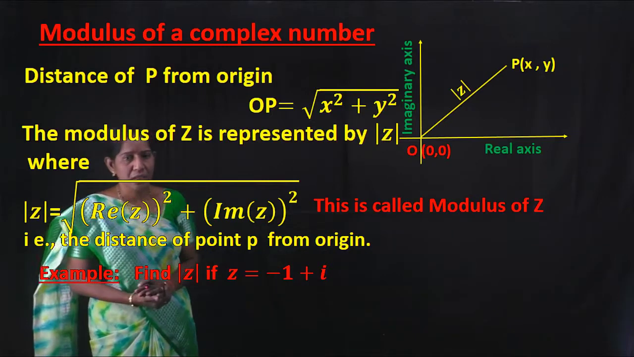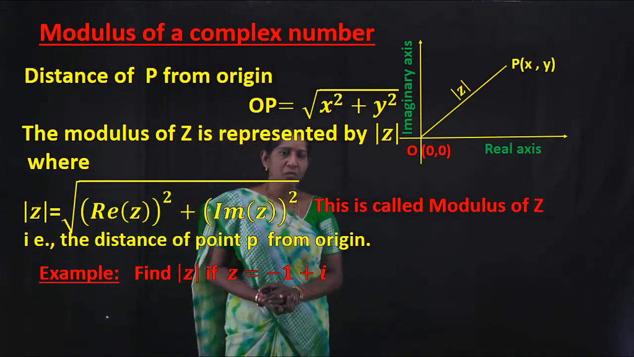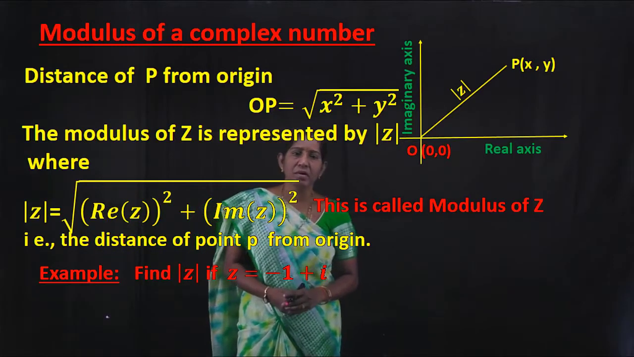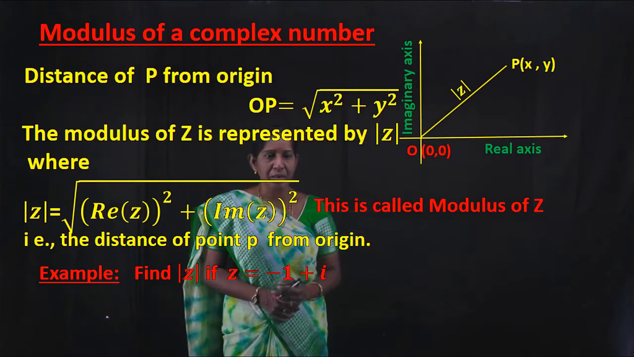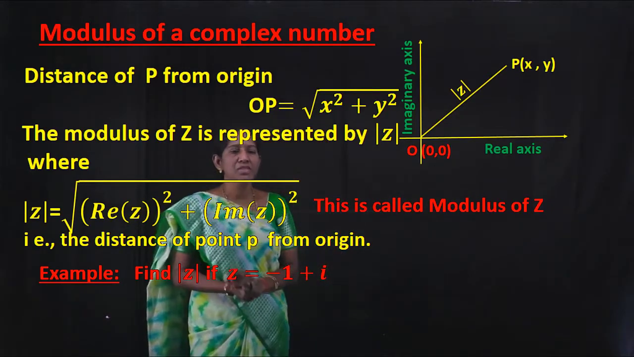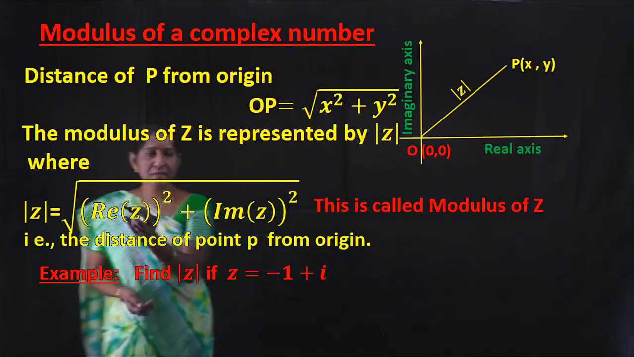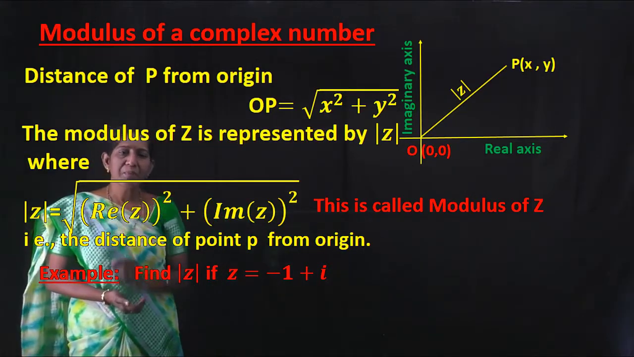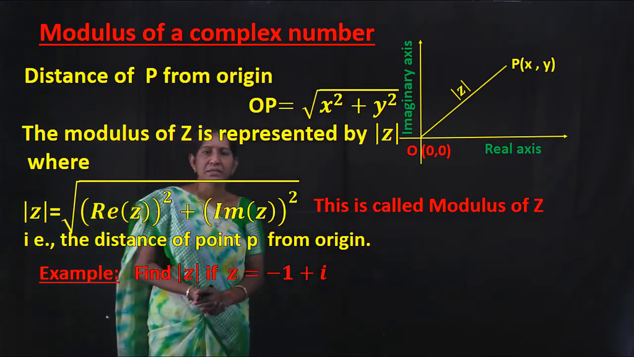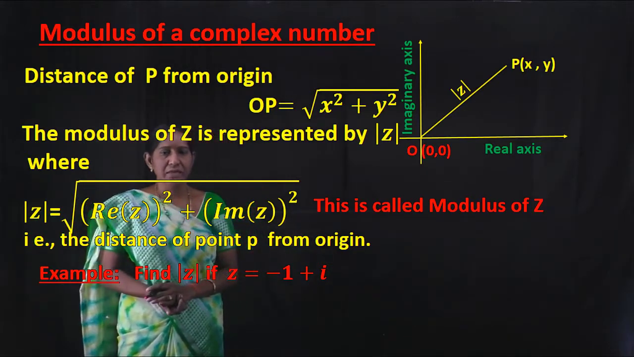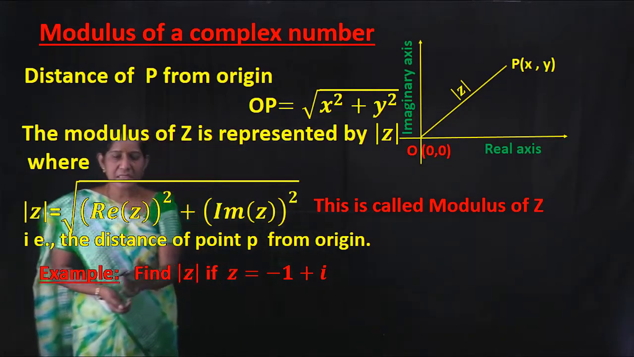Modulus of a complex number. Distance of P from origin, OP is equal to square root of x square plus y square, where P(x, y) is a point. The modulus of Z is represented by mod Z, where mod Z is equal to square root of real part of Z whole square plus imaginary part of Z whole square. This is called modulus of Z, that is, distance of point P from the origin. Let us see the example.